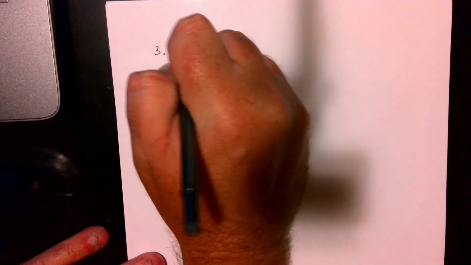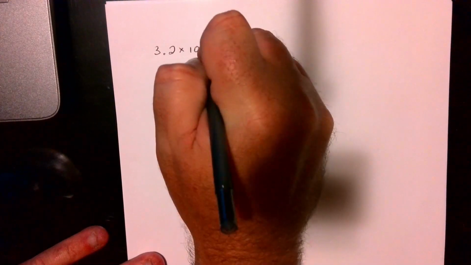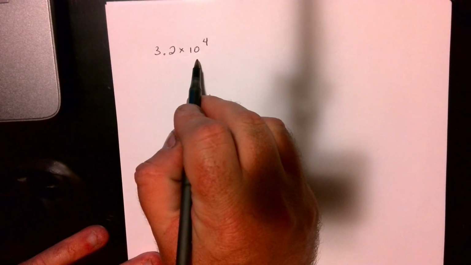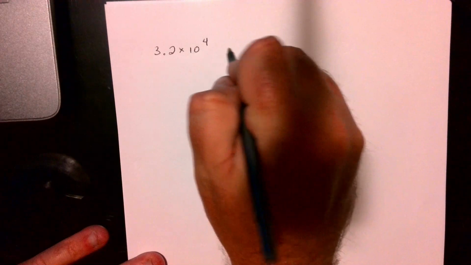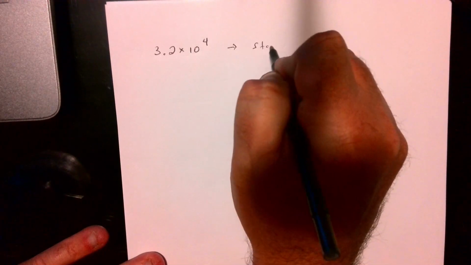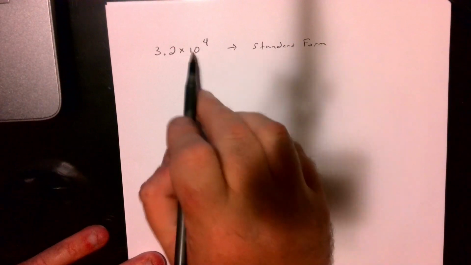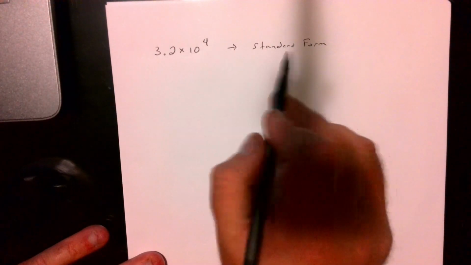Okay, welcome back for the second part. Hopefully converting from standard form to scientific notation went okay for you guys. But can we go the other direction? If I give you a number like 3.2 times 10 to the fourth power, already in scientific notation, can we convert it back into standard form, the way we normally see numbers?